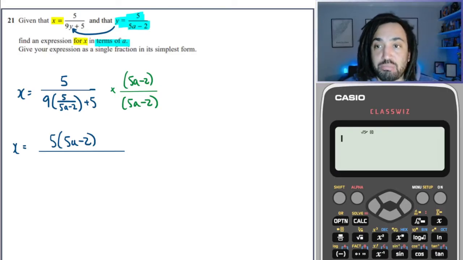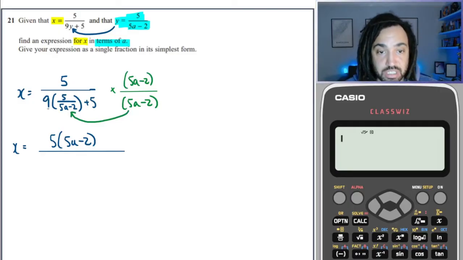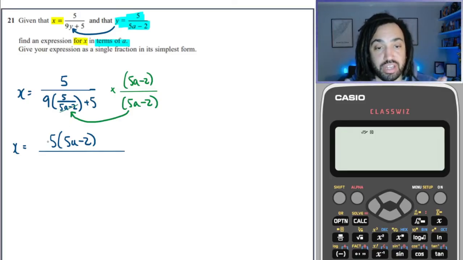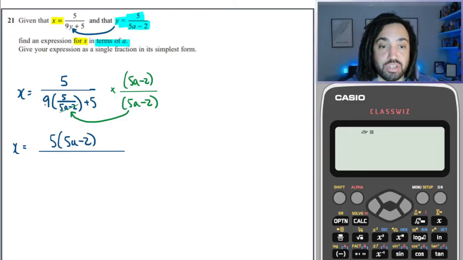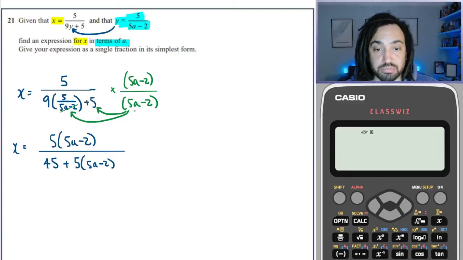And then at the bottom, I'm going to times this into here, which is going to times this whole term. And because we're timesing by 5a minus 2 and we're dividing by 5a minus 2, they cancel out. So we're just left with 9 times 5, which is 45. And then here we've got plus 5 lots of 5a minus 2, because on the denominator there are two separate terms and we have to multiply both of them in order to multiply through by this 5a minus 2.